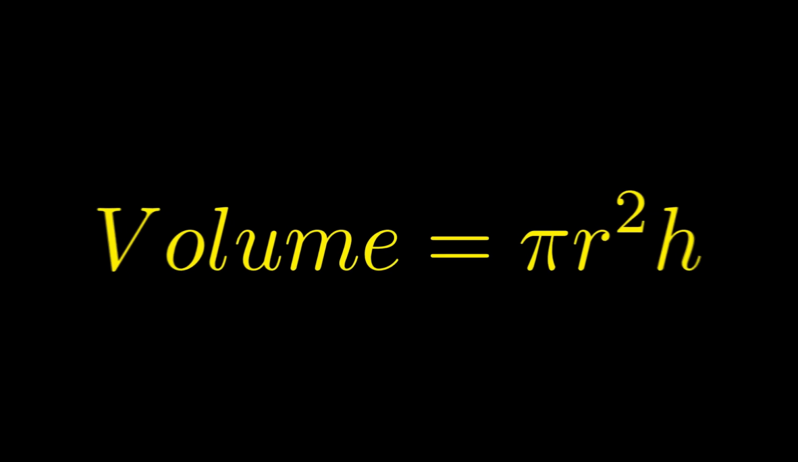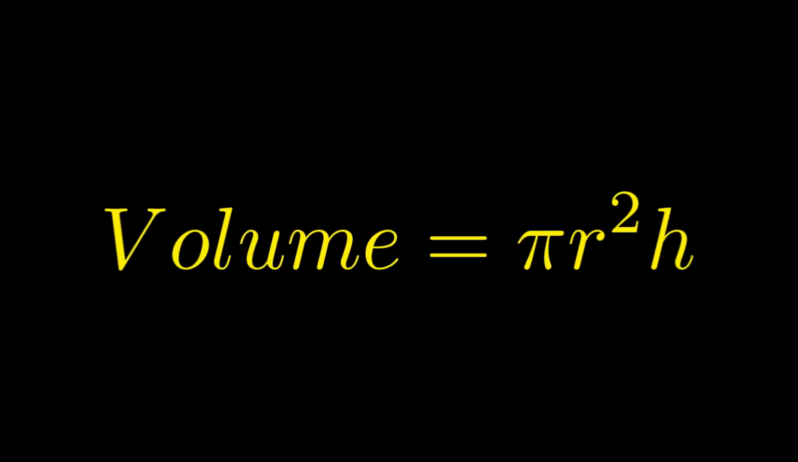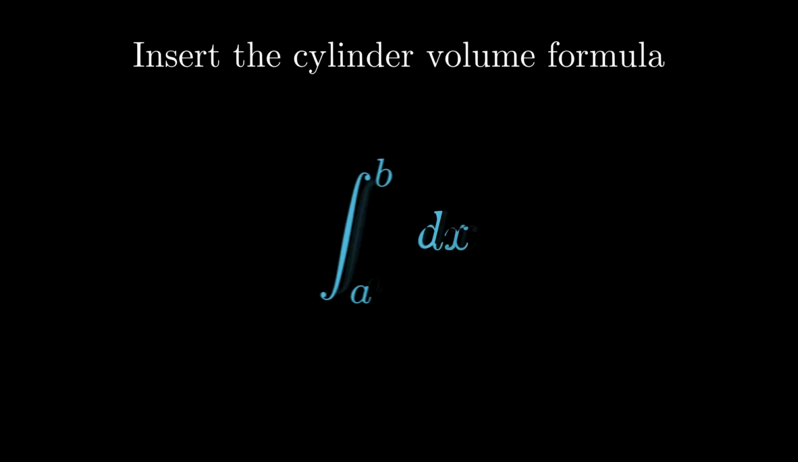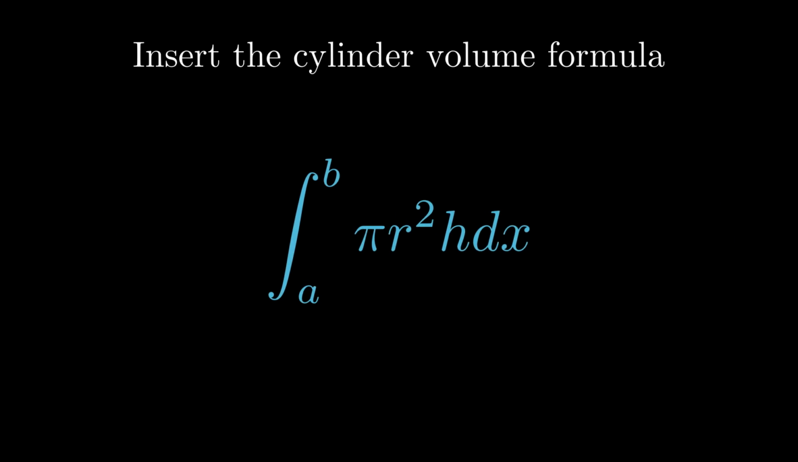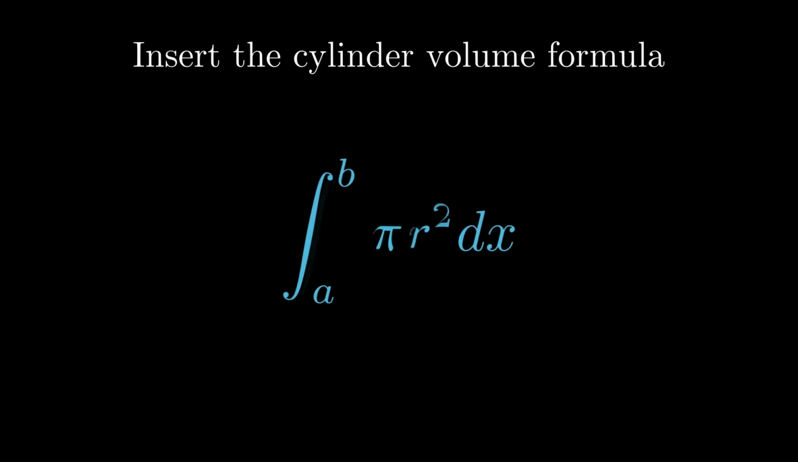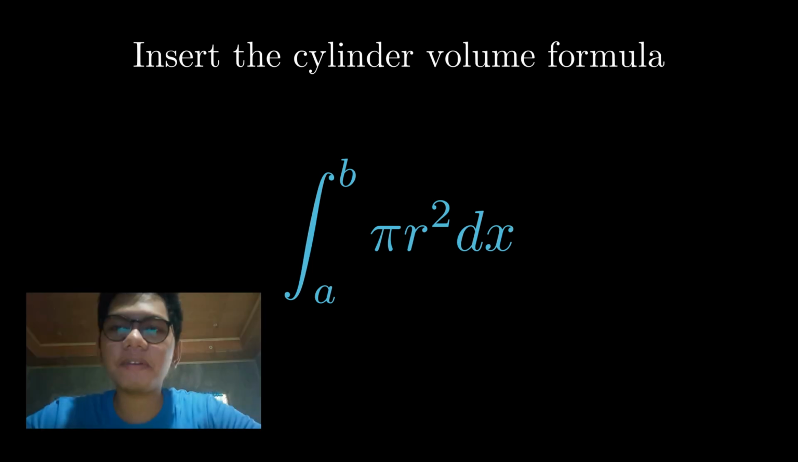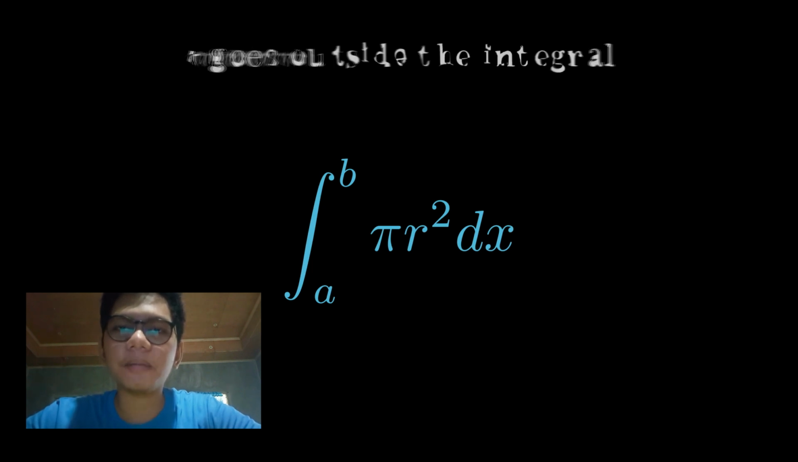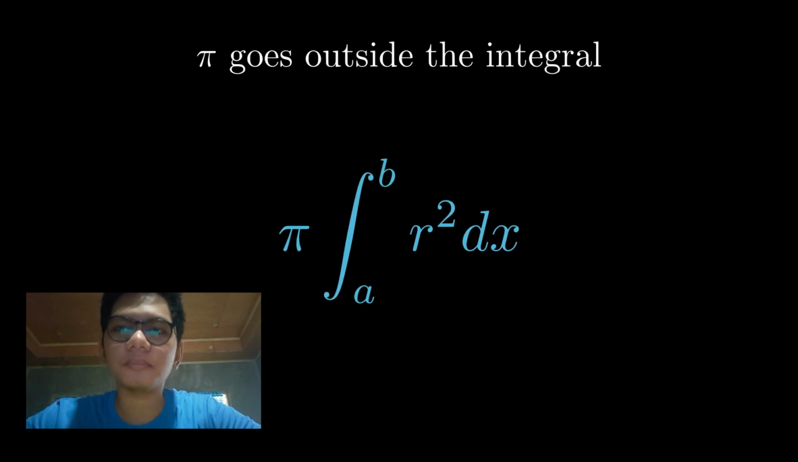It's pi multiplied by the radius squared multiplied by the height. The total height of the cylinders is represented by the limits mentioned earlier. So two things remain, the pi and the radius squared. We have a theorem in calculus that the integral of a constant multiplied to a function is the constant multiplied to the integral of a function. So we can put this one outside the integral.